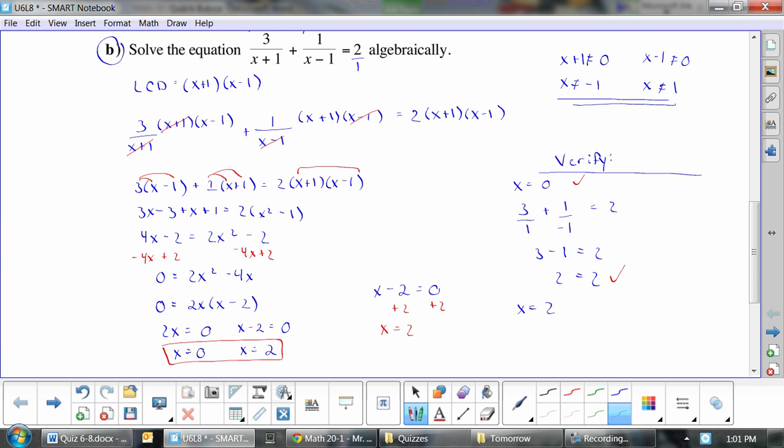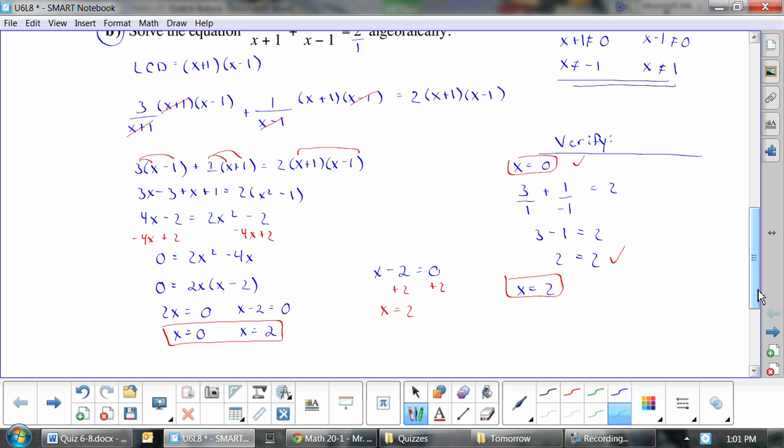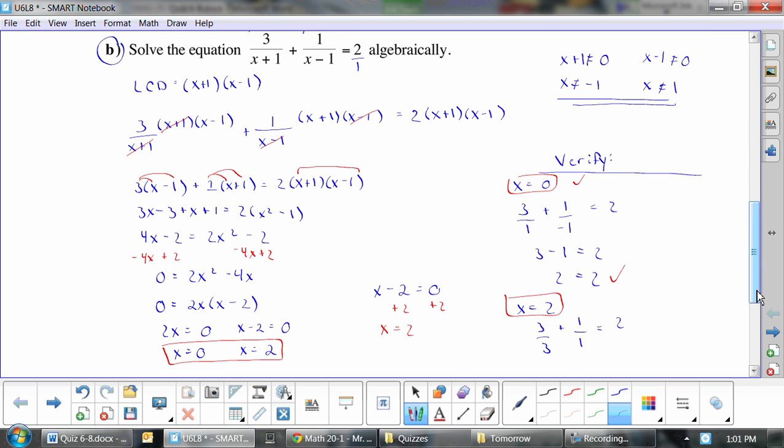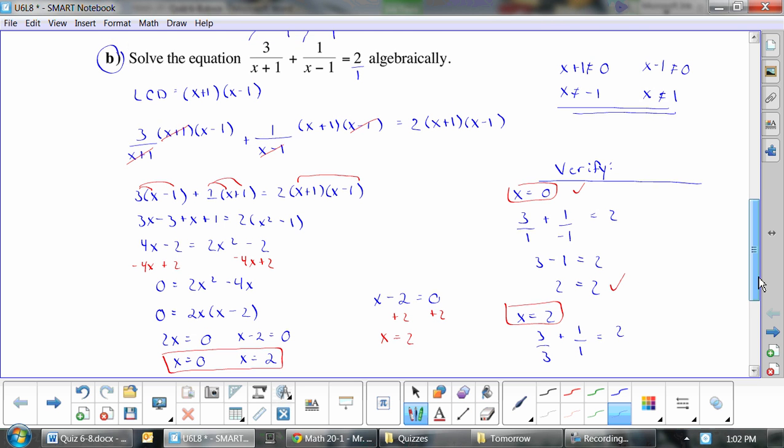And for our second solution, we box these so we can see them better. We go x is equal to 2, so we get 3 over 3 plus 1 over 1, 2, 2 minus 1. Oh. Wait a second.